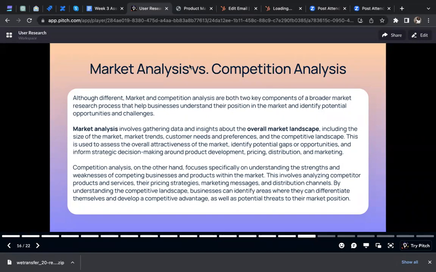Let me go over that again. When you are doing your market analysis, you will do a competition analysis. But a competition analysis is just a part of market analysis. Who can read that in the chat box so that I can know that we are together?